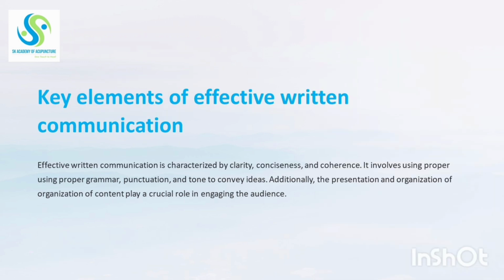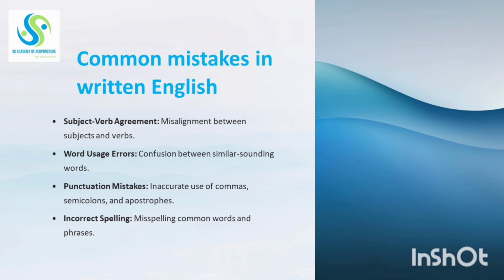So, what are all the key elements of effective written communication? It should look like a well edited book. It should be very clear. It should be concise. It should use proper grammar, punctuation, and tone to convey ideas effectively. Presentation and organization of content has to engage the audience, like a well designed layout in a magazine.